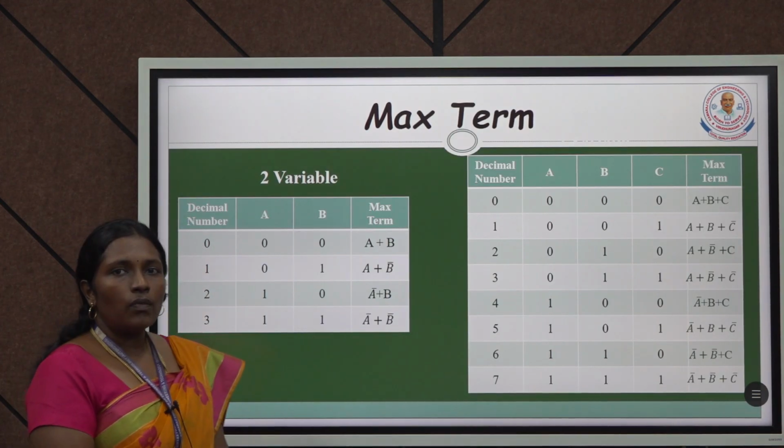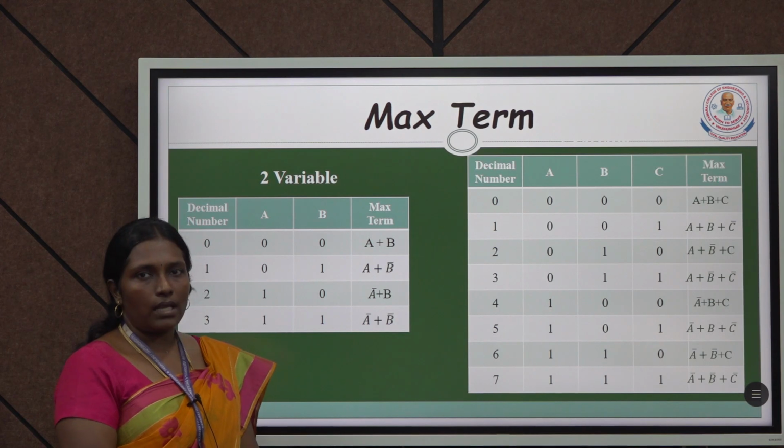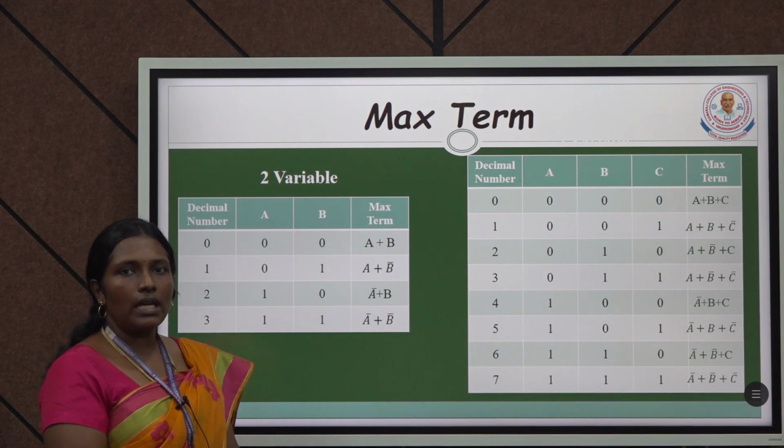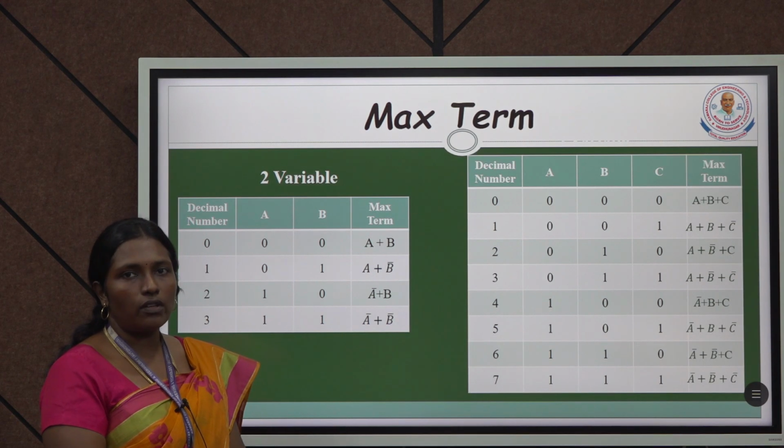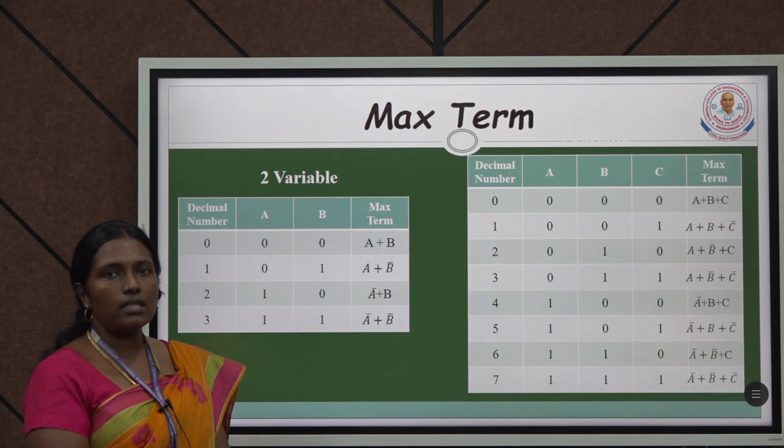So, this is the difference between the minterm and maxterm. For minterm, we will be writing the term in product form. For maxterm, we will be writing it in sum form.